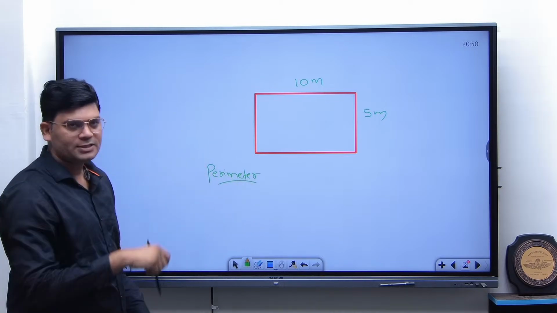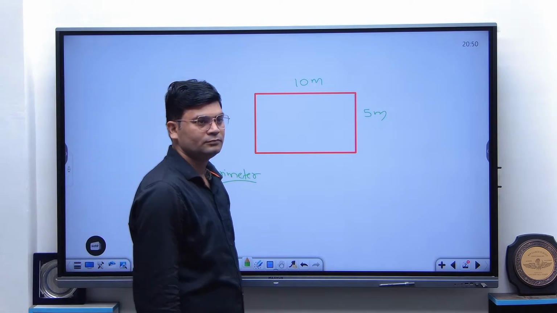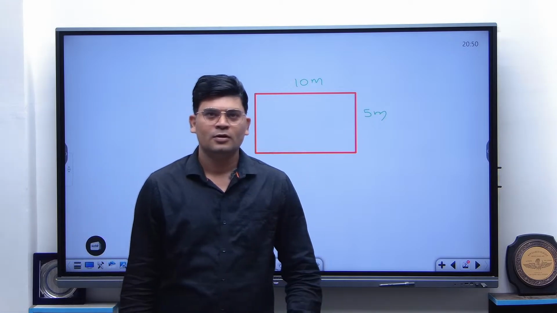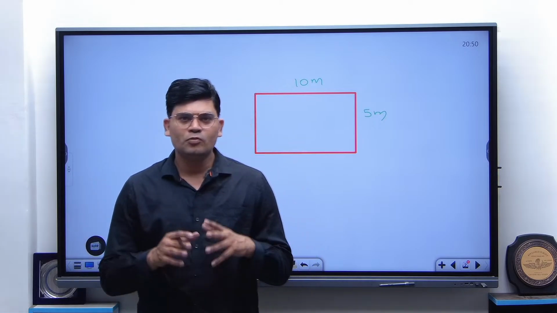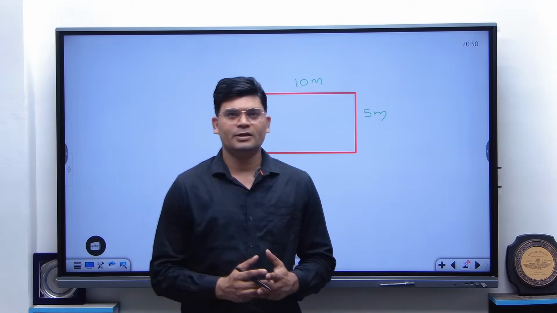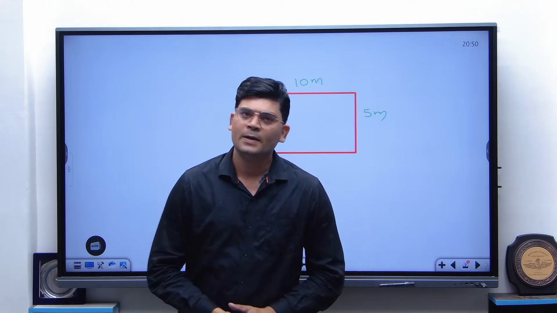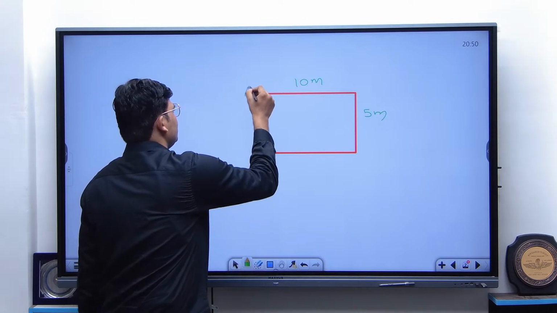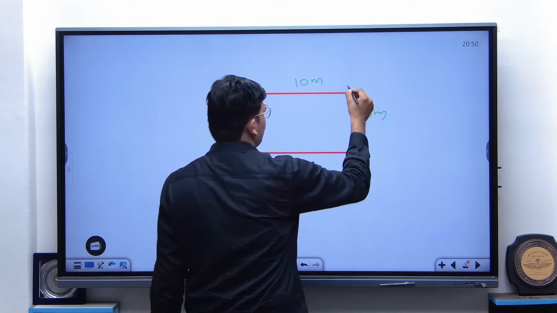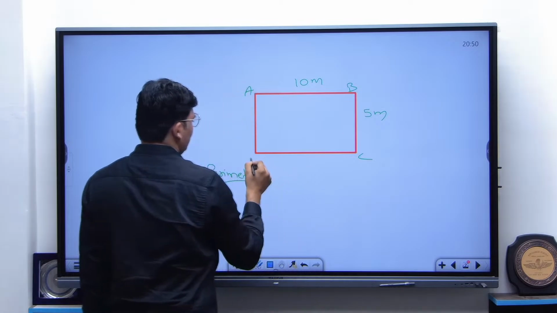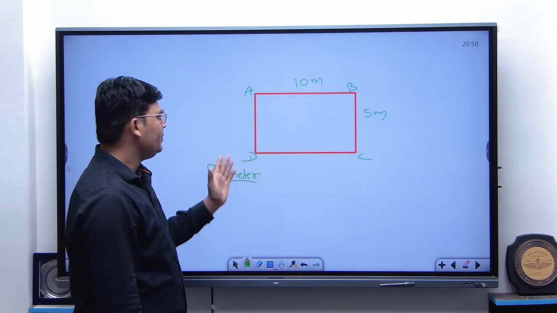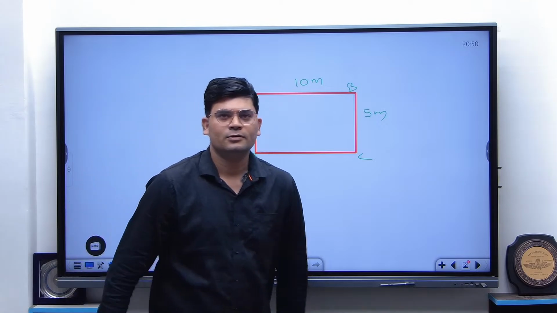Yes. Tell me, what is a perimeter? It's basically the boundary of a shape. Length of the boundary. Boundary is not the perimeter. Boundary defines the perimeter. The length of the boundary defines the perimeter. Okay. So if I ask you, suppose a person is standing on A and wants to complete the boundary one whole round, what will be the perimeter of this rectangle?